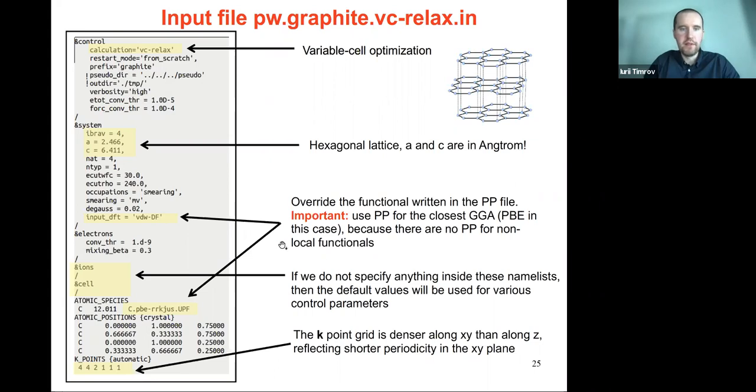And similarly to hybrid functionals, when you choose a pseudopotential, it must be the closest GGA, because there are currently no pseudopotentials for non-local functionals. So this is why you also need to choose pseudopotentials wisely.